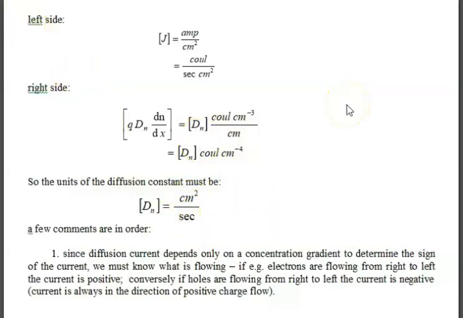So just a couple of comments here. The diffusion current depends only, I should perhaps italicize that, only on the concentration gradient. So if we have more electrons on the left than the right, electrons flow from left to right. If we have more holes on the left side compared to the right side, the holes will flow from left to right. It does not depend on the direction or the magnitude of the electric field.